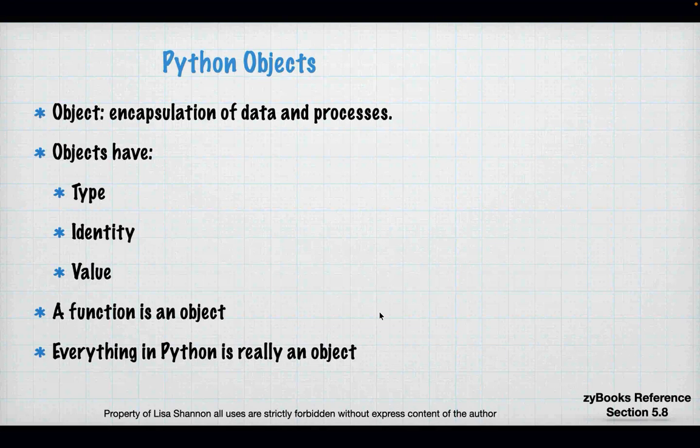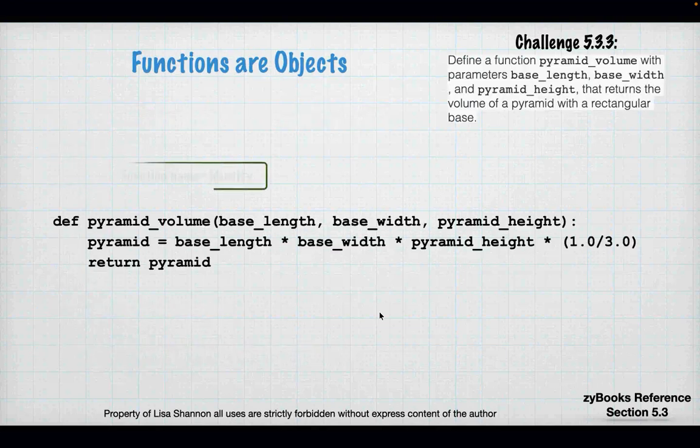Now, we're going to do a little bit more with return, and I'll do the PyCharm stuff in a bit. So we're going to talk very briefly about Python objects. Everything in Python is an object under the hood, including a function. And objects have three things. They have a type, they have an identity, and they have a value.